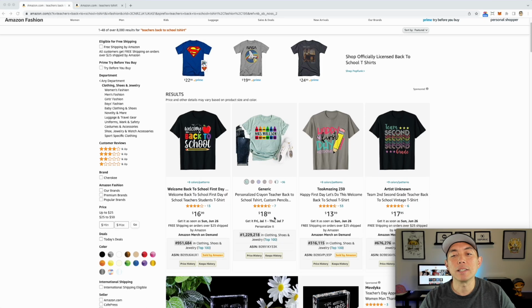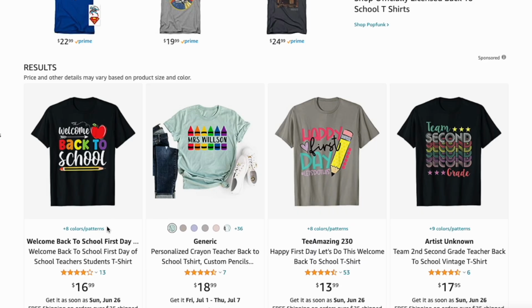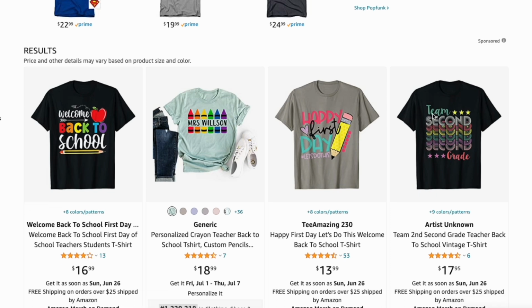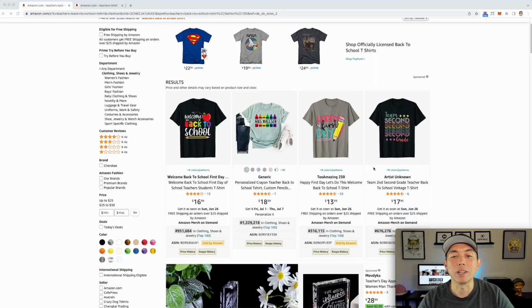You can see it doesn't necessarily say teachers on here, but these are t-shirts that teachers would buy so that they would wear it on the first day of school or throughout the school year, right? So welcome back to school. You can see a teacher wearing that on the first day of class so that the kids would read it and says, welcome back to school, right? You can see here, happy first day of school, same thing. Team second grade, right? So if a second grade teacher, this is something they would wear.